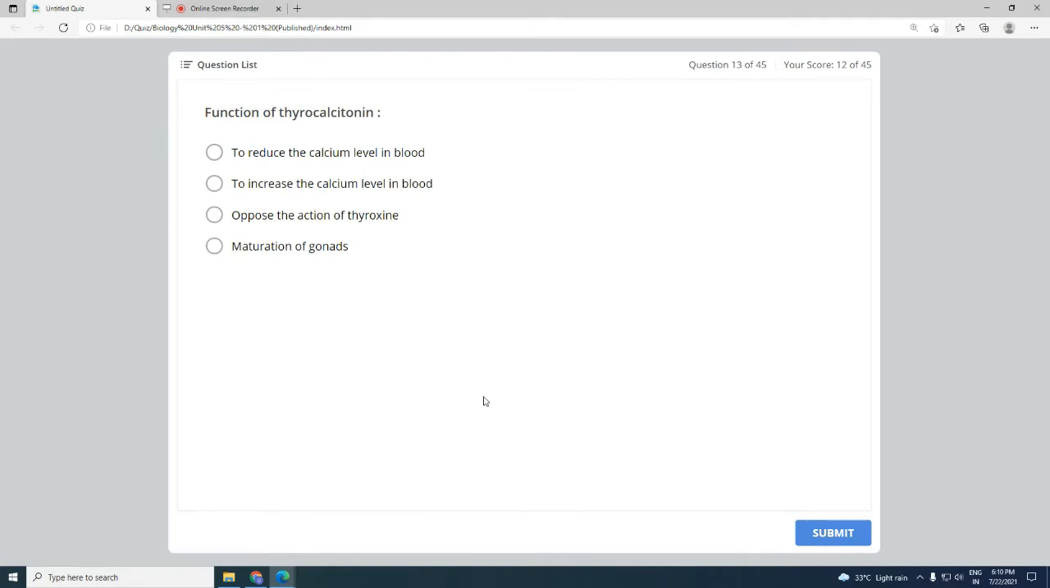13th question: the function of thyrocalcitonin is to reduce the calcium level in the blood, to increase the calcium level in blood, oppose the action of the thyroxine, or maturation of gonads. Which is the right one? The right answer is to reduce the calcium level in the blood.